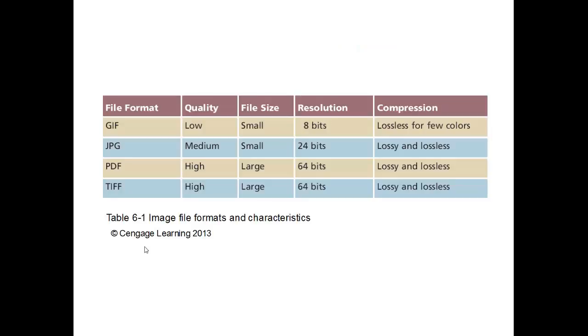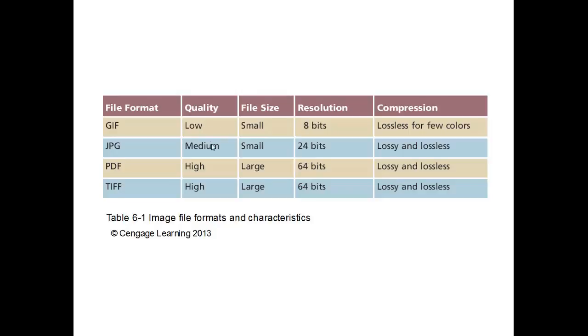Alright, in this table we have a comparison of the 4 types we just mentioned: GIF, JPEG, PDF, and TIFF, the quality of the image that they take, the file size that will result in that image, the resolution of the image, and the compression. So the smallest file size of these 4 will be the GIF. You may only get a resolution of only 8 bits, which leads to a small file size, but the quality of the image will be low.